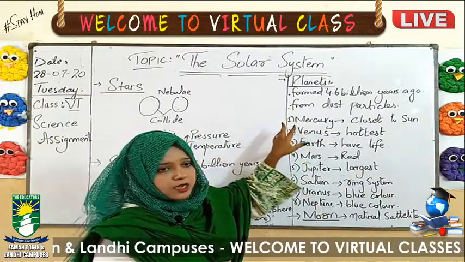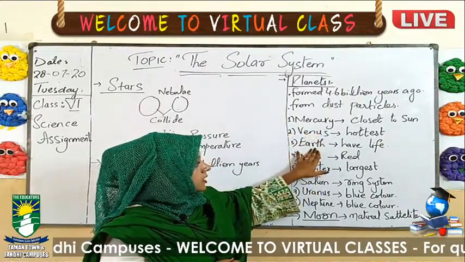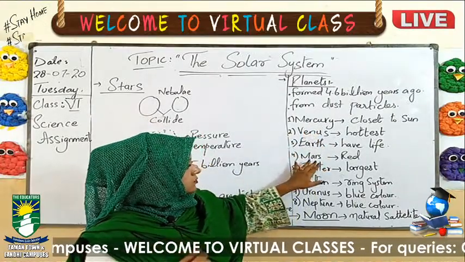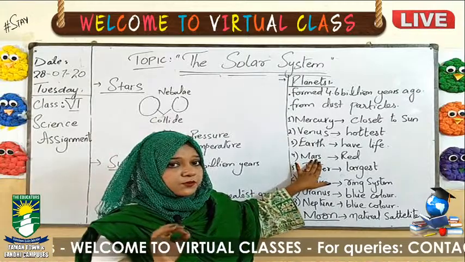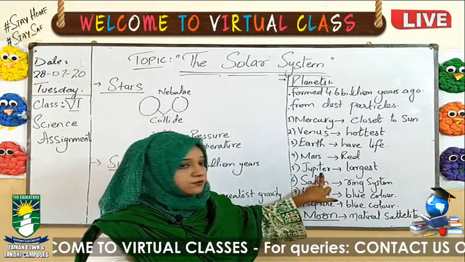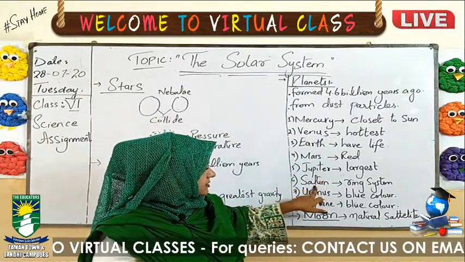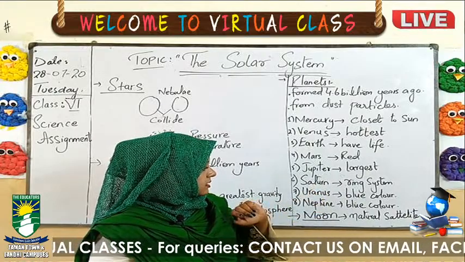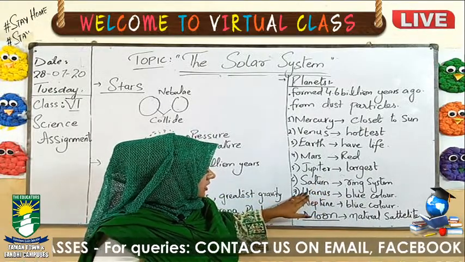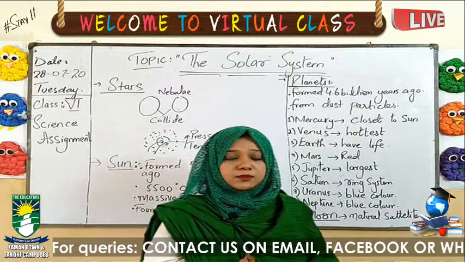Like Mercury and Venus, they have no moons. Earth has only one moon as we know it very well. Mars has 50 moons. Jupiter has 53 moons. Saturn has 27 moons. In this way, Uranus and Neptune have 13 moons.